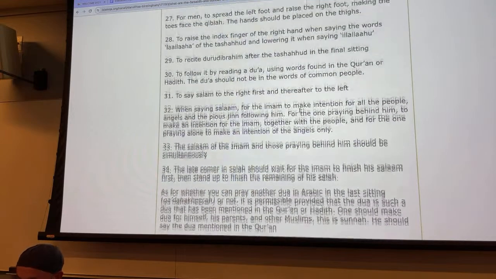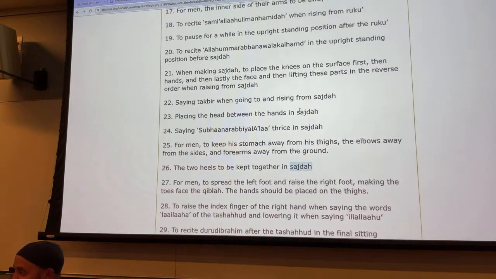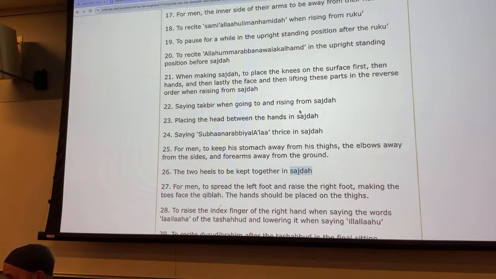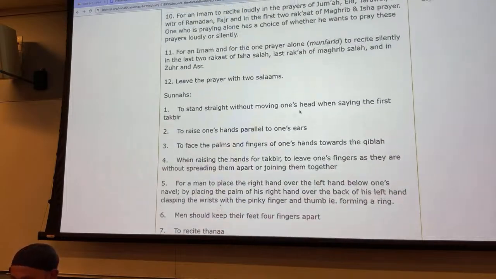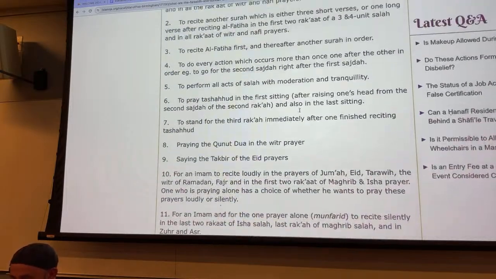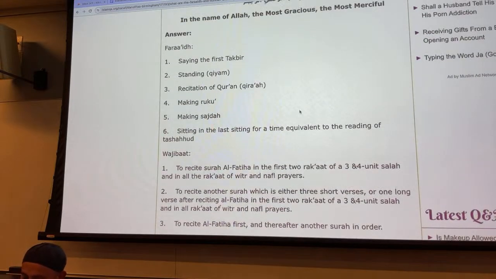Okay, so you see this has 34 things in it, in addition to the dozen or so that go into the necessary acts, and then the 6 that go into the fard, the obligatory, and then the 6 that go into the conditions outside of the prayer. That's a lot of stuff, you know? Yeah, go ahead.